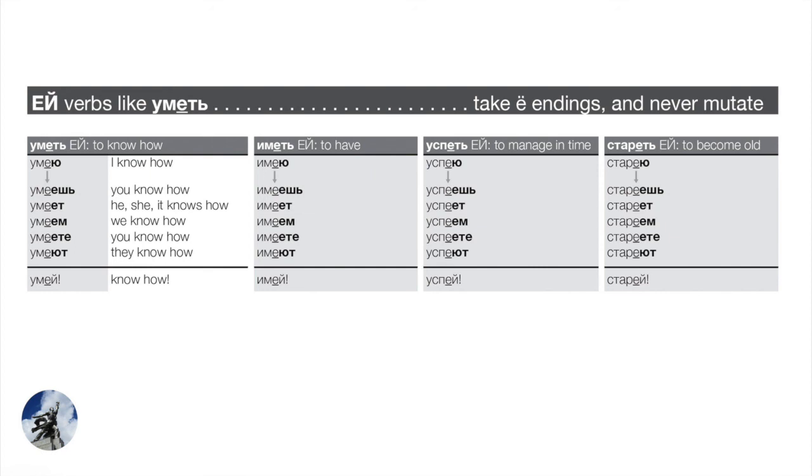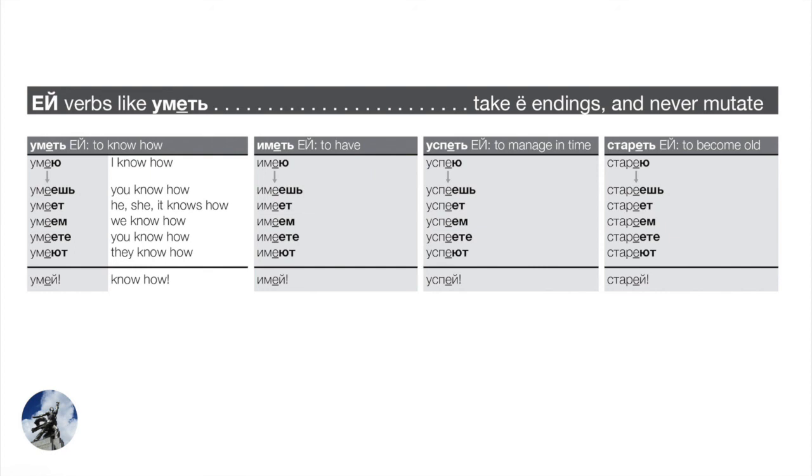Иметь means to have, and that's usually used in a more kind of figurative sense, right? We already know that the idiom for having objects, for owning things, is completely different, right? У меня, у тебя. So this is used in other situations. We'll see examples here in a moment. In any case, иметь is a yay verb. Имею, имеешь, имеет, имеем, имеете, имеют. Успеть means to get something done in time, right? To manage to do something in time. It's a yay verb as well. Успею, успеешь, успеет, успеем, успеете, успеют.